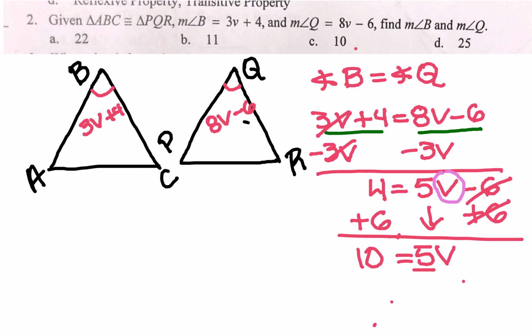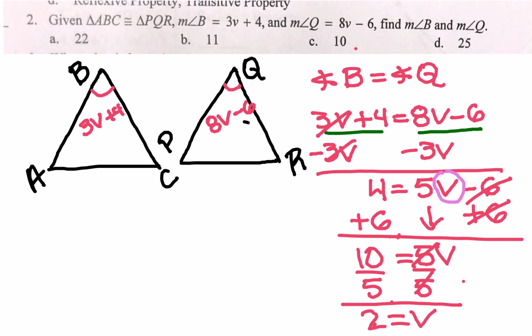How do I get rid of this 5? Well, every time that you have a number next to a variable, you are multiplying. So you have to do the opposite of multiplying, which is divide. So I will divide by 5 on both sides. And those two will simplify. 10 divided by 5 is 2. So v is equal to 2.